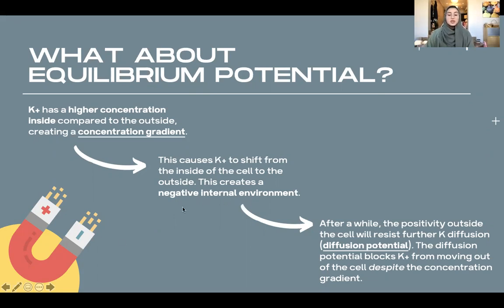Now, because potassium is pushed by its concentration gradient to go outside, after a while, we already said the outside is more positive. And if you put two magnets together, if you put the positive ends together, what's going to happen? They're going to repel.